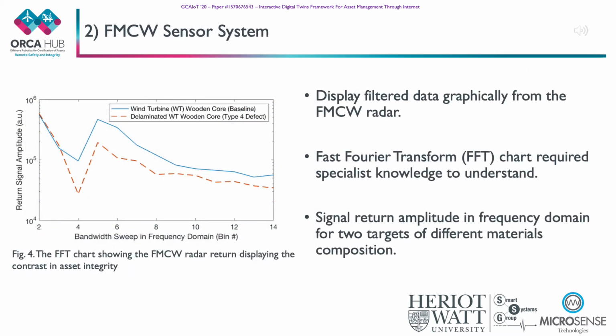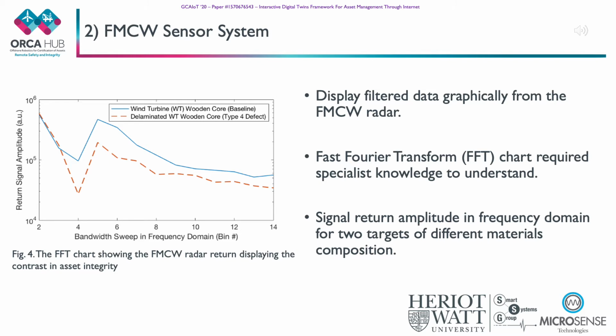The goal of the second use case was to display the filtered data graphically from the FMCW radar with no user knowledge required. Human-readable and simple information were the key output. The results of each scan were displayed as a Fourier transform chart as illustrated in the picture. In this case, it required the end users to have a basic background knowledge about the relevant radar theory.